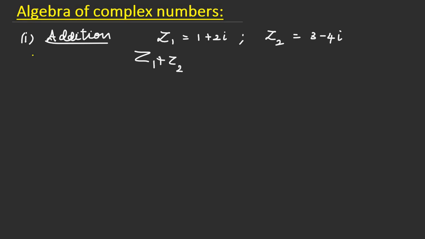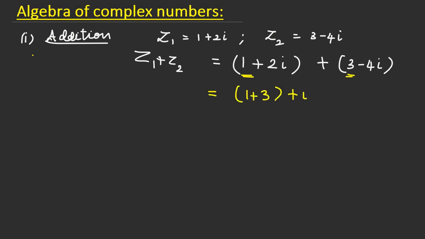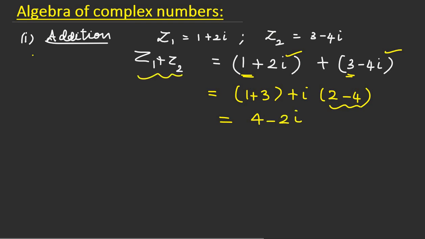z1 plus z2 will be 1 plus 2i plus 3 minus 4i. Now we add the real parts together. This gives me 1 plus 3, plus i into both the imaginary parts, which is 2 minus 4. Now this is equal to 4 minus 2i. This is how we add complex numbers.